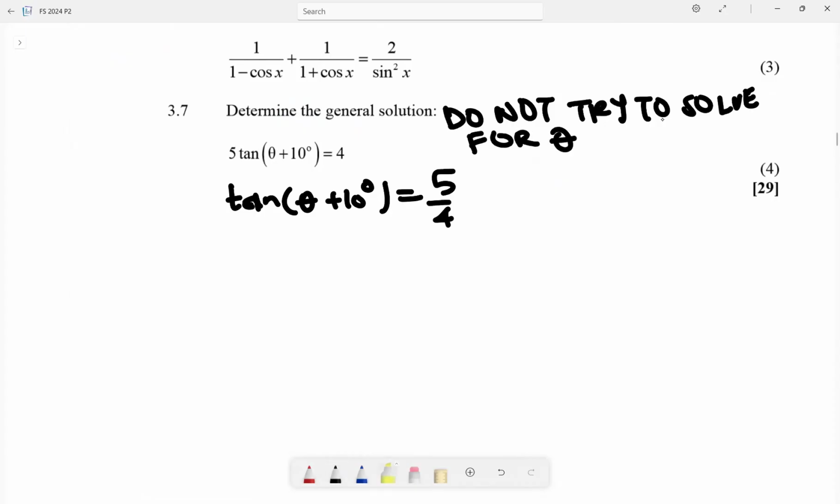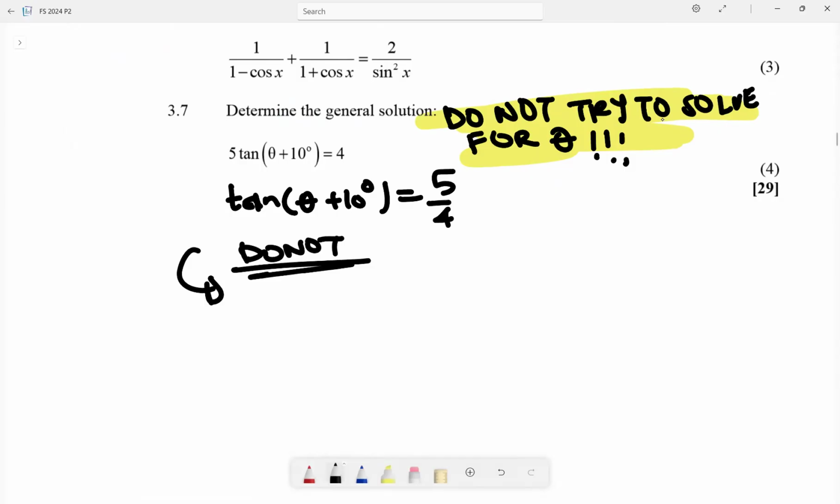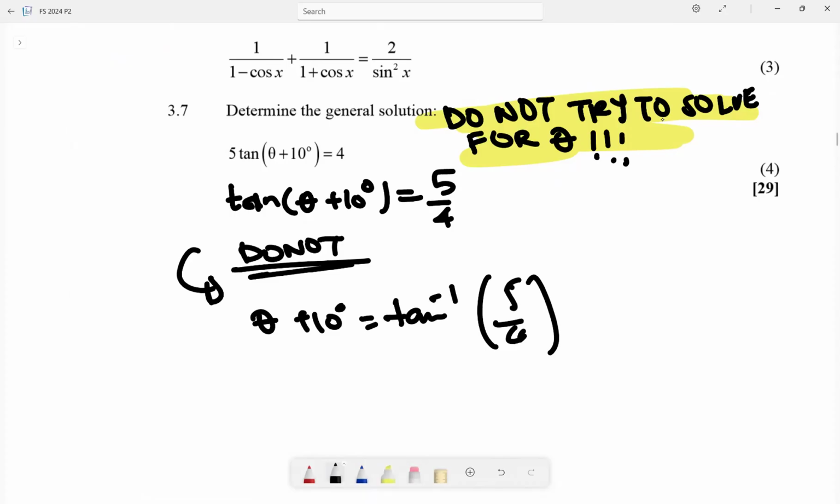Do not try to solve for theta. Do not do this. Why? Because it is a general solution. Do not do this. Do not say arctan. Do not say therefore theta plus 10 is equal to arctan of 5 divided by 4.